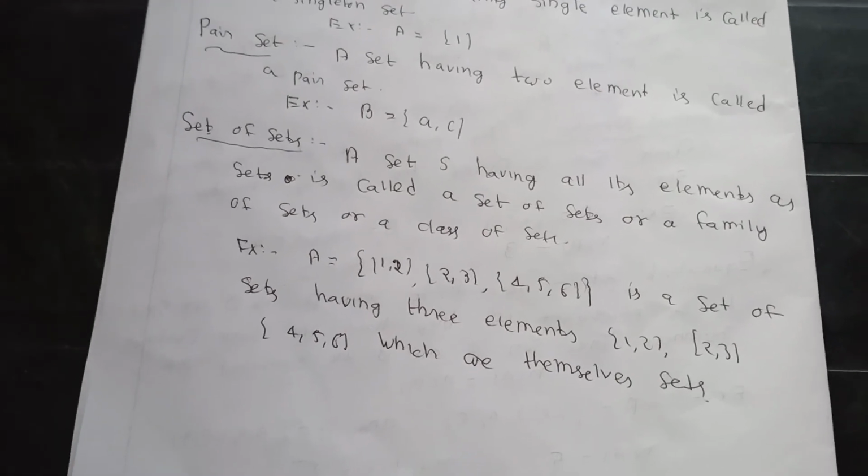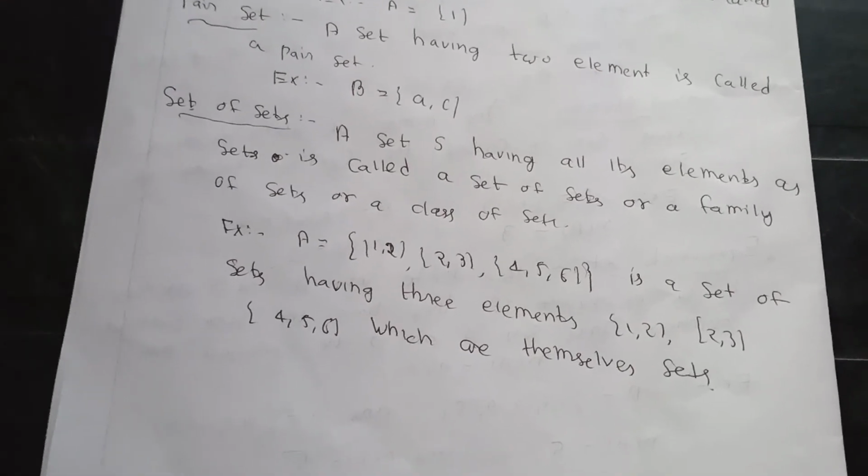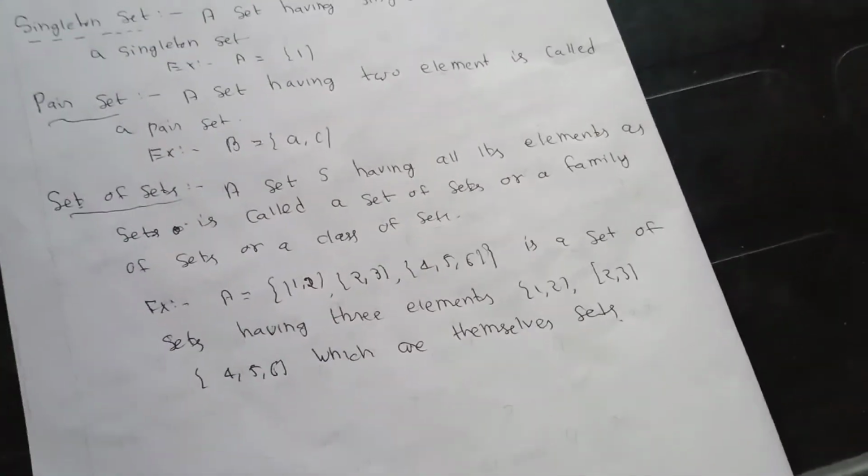So these are the types of sets. Also, in the next classes we will discuss many more types of sets: subset, proper subset, union, intersection.